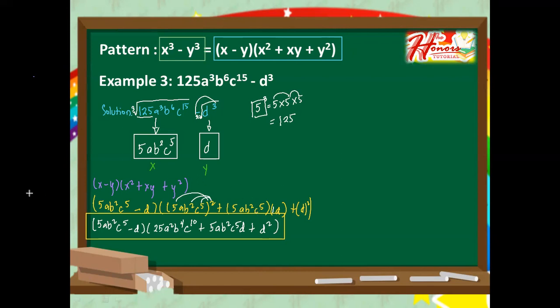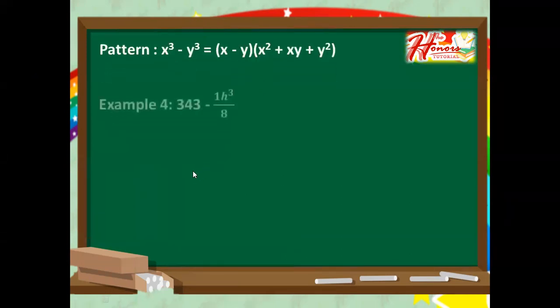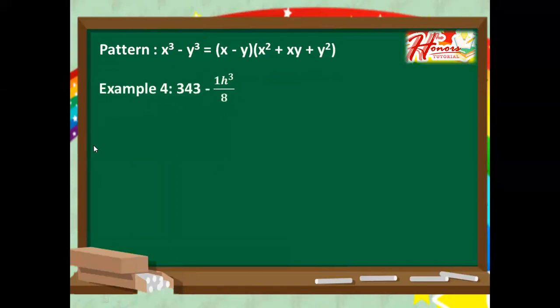Next, another example. So we have here 343 minus 1 h cubed over 8. So let's have our solution here and let me just copy the given. And that is 343 minus 1 h cubed over 8.